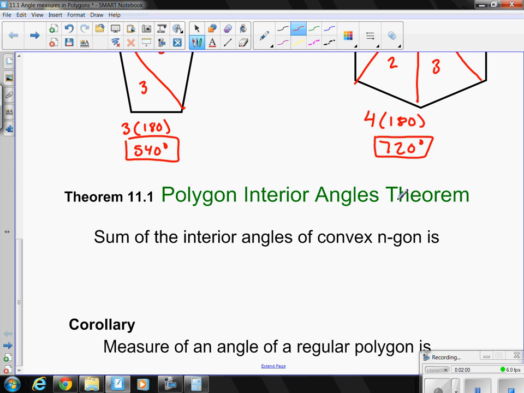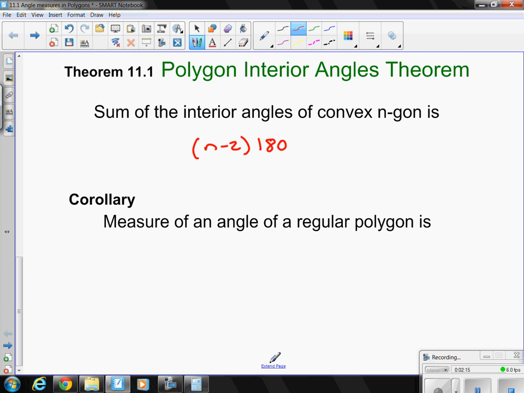So the polygon interior angle theorem: the sum of the interior angles of a convex pentagon is the number of triangles, n minus 2, times 180. So you can use that formula to figure out the sum for any polygon with n sides. The corollary to this theorem, a theorem that follows easily, gives the measure of an angle of a regular polygon. So regular polygons, all the angles are the same.